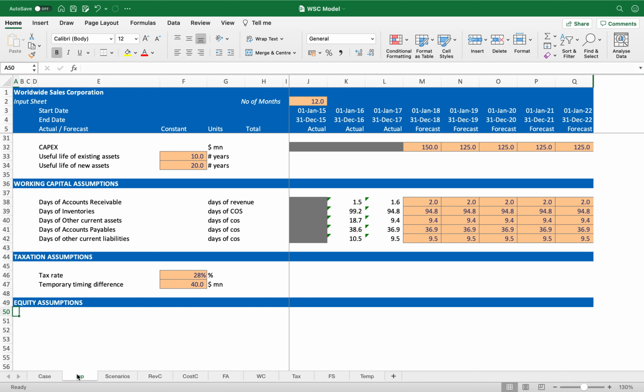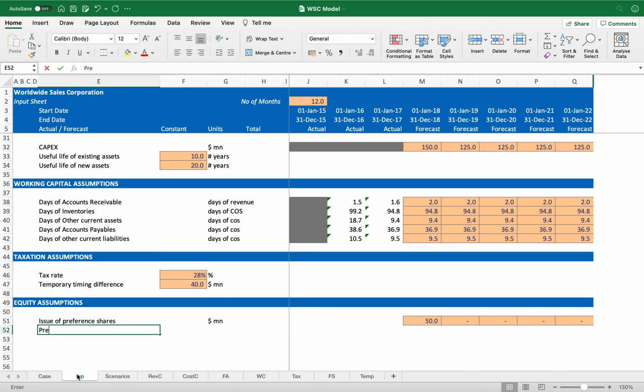Equity assumptions. Issue of preference shares, in millions of dollars, and you are given 50 million, and 0 after that. So 50 million, the company will issue preference shares in 2018.